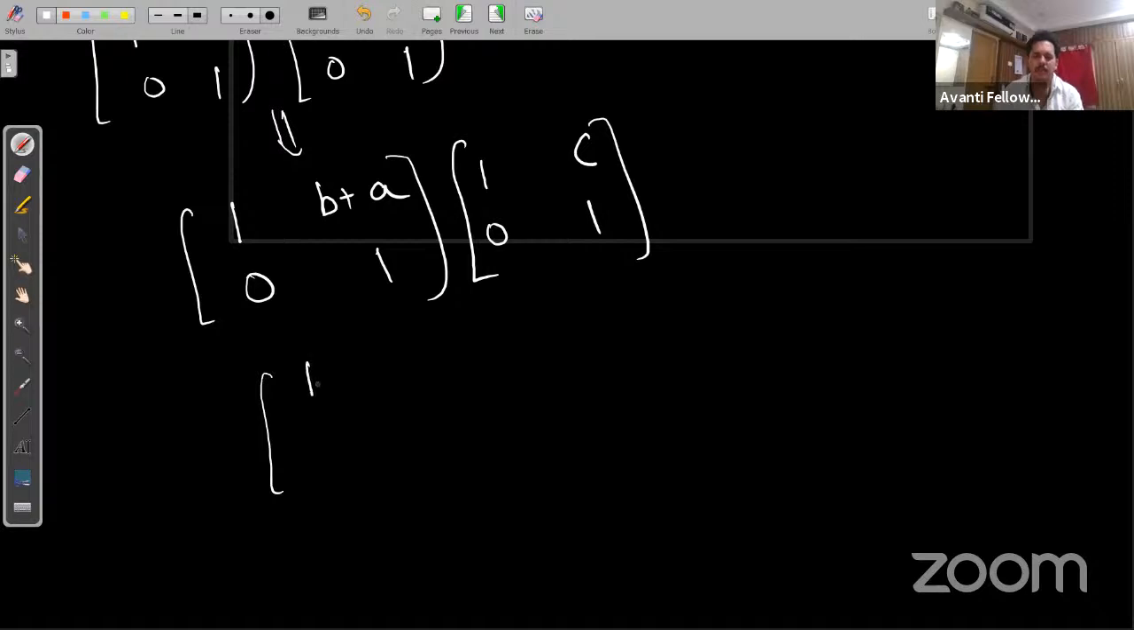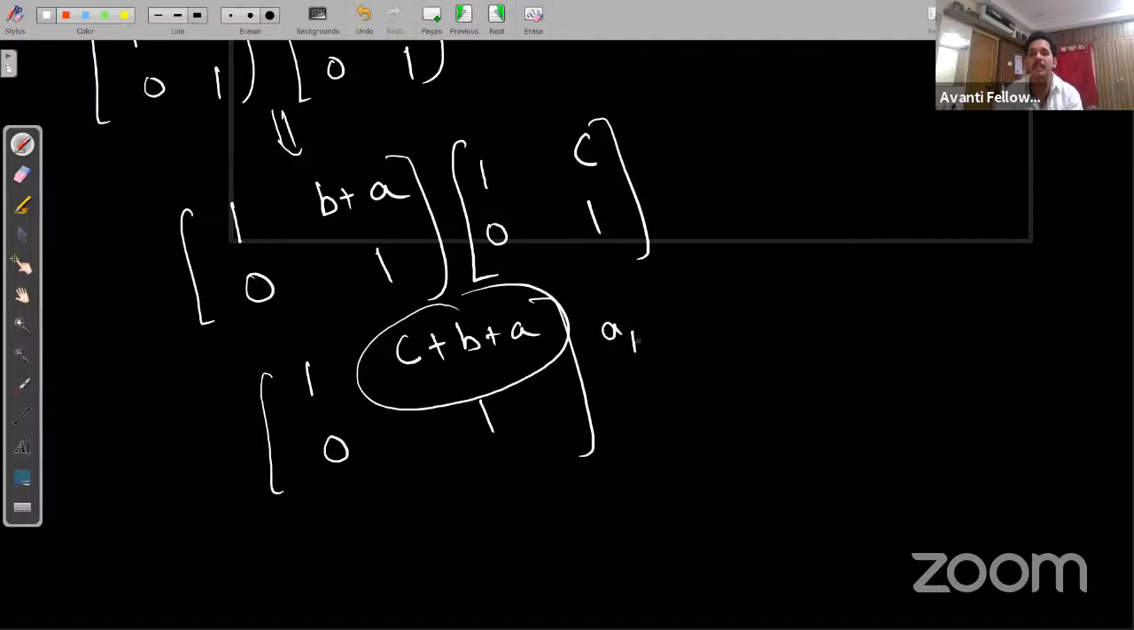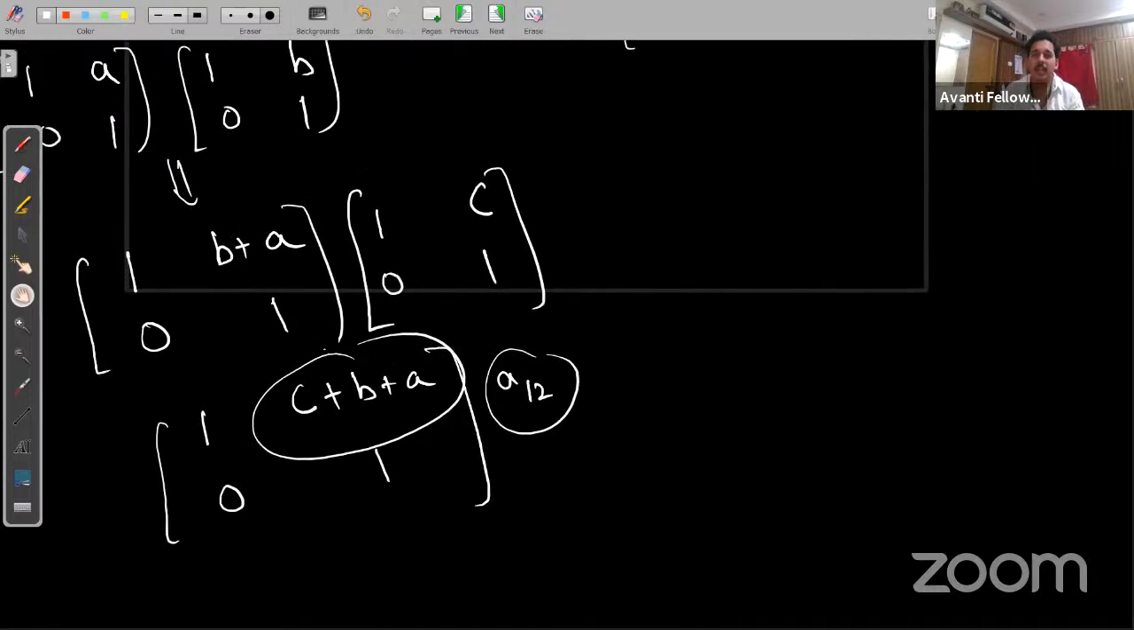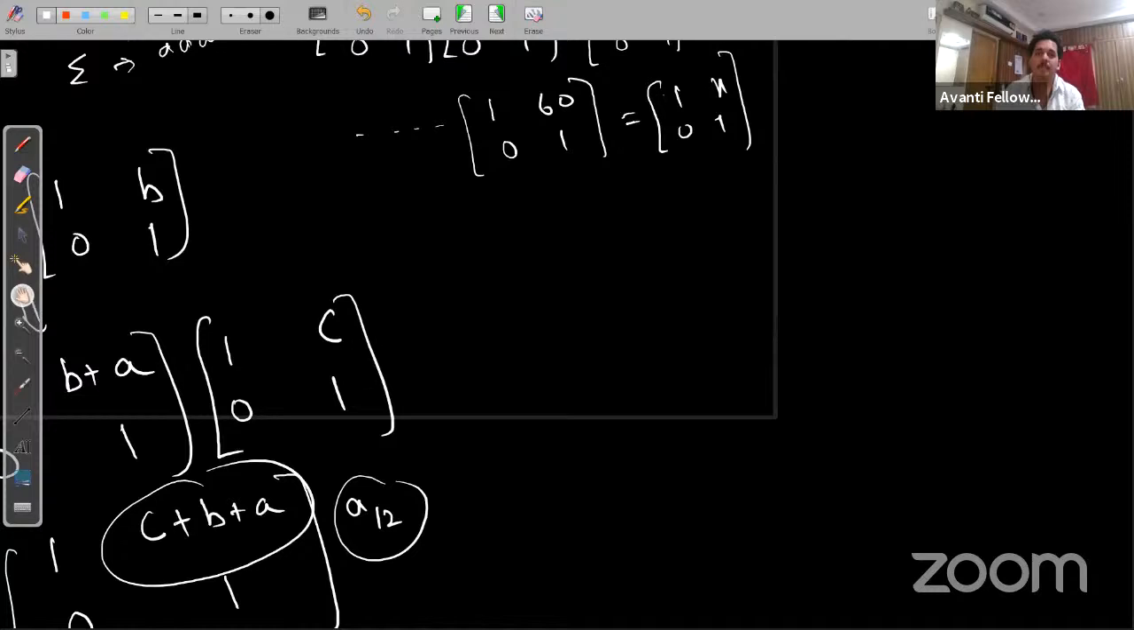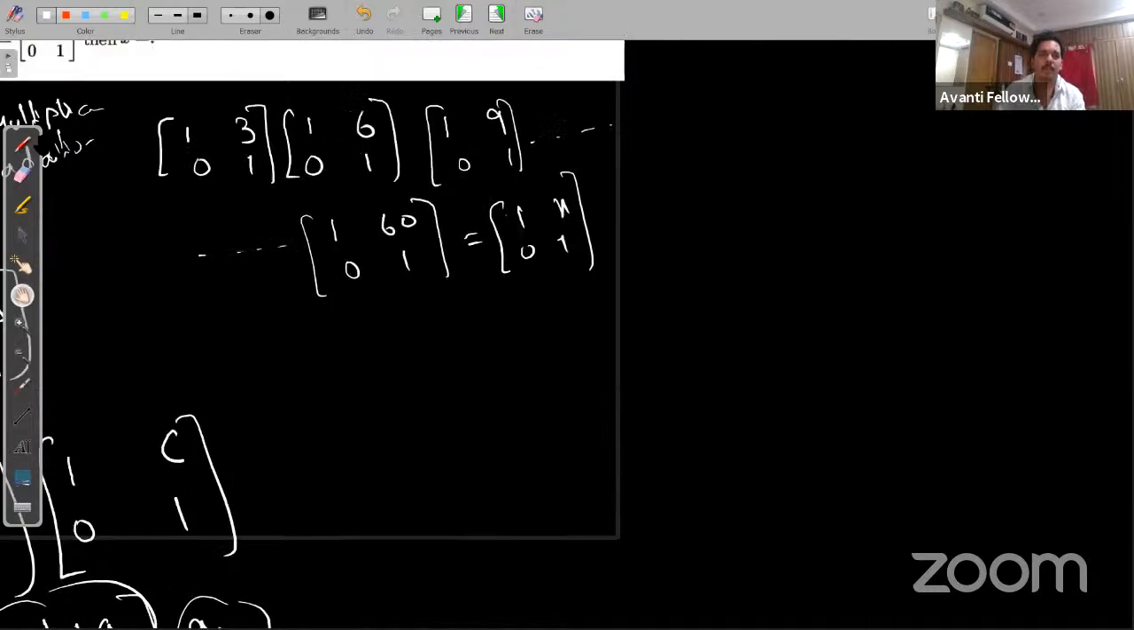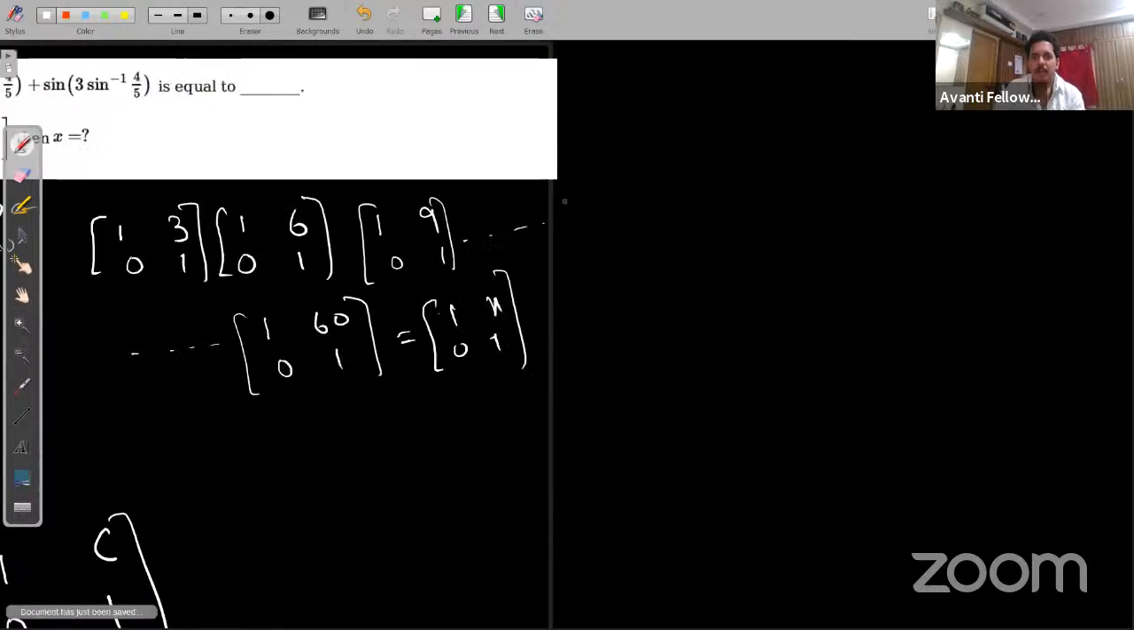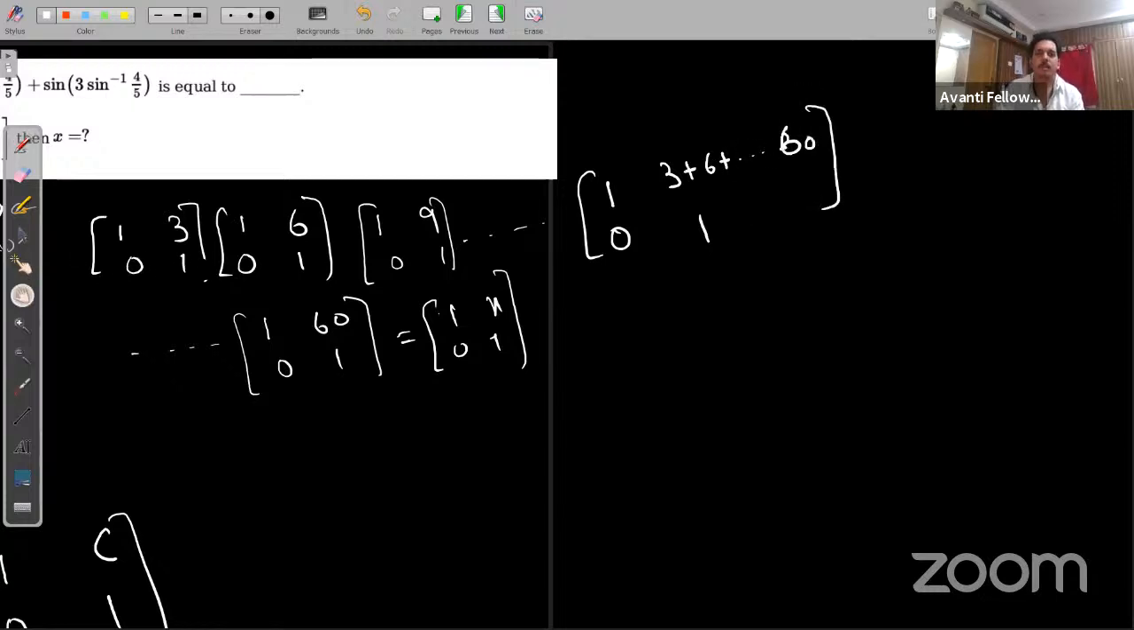So here, look at this multiply. 1 plus 0 is 0, and b plus 1 into c is c, plus b plus a into 1 is b plus a, and next one is 0, and next one is 0 into c is 0 plus 1. So see, as you go on, in the first row second element, the elements will get added on. So what I'm trying to say is, here my final matrix is 3 plus 6 plus so on till 60. This is how you will get this, guys.